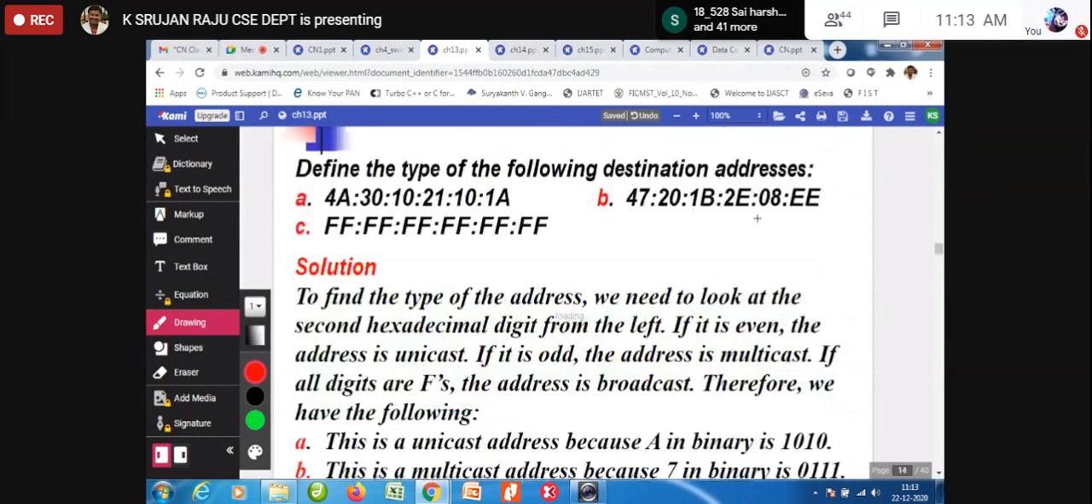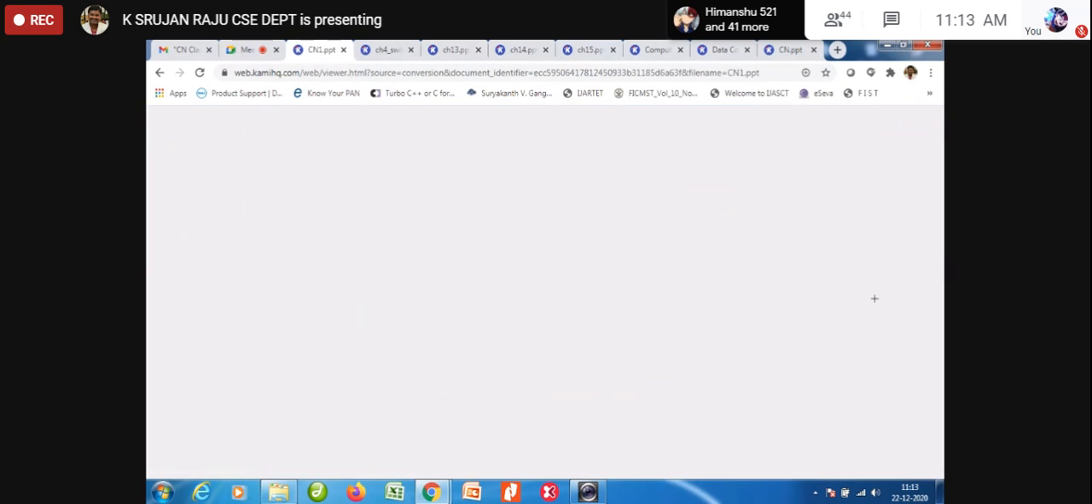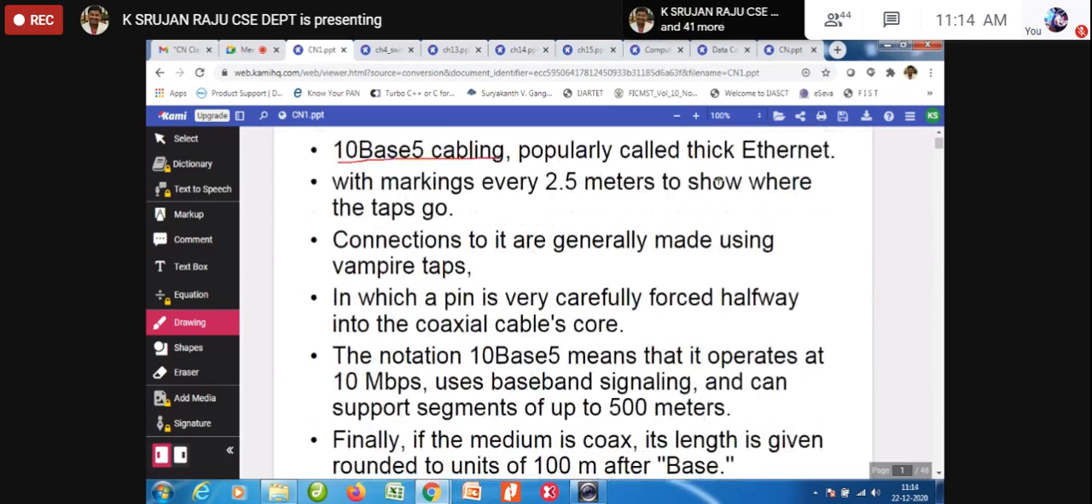Since we only get 10 Mbps, that was the reason for the 10. You may ask, sir, in the next one, the Fast Ethernet, we are going to have 100, and then in gigabit we are going to have different. Yes, you will come to know that. Now, looking at 10Base5 cabling, we popularly call it thick Ethernet, which marks every 2.5 meters to show where the taps go.